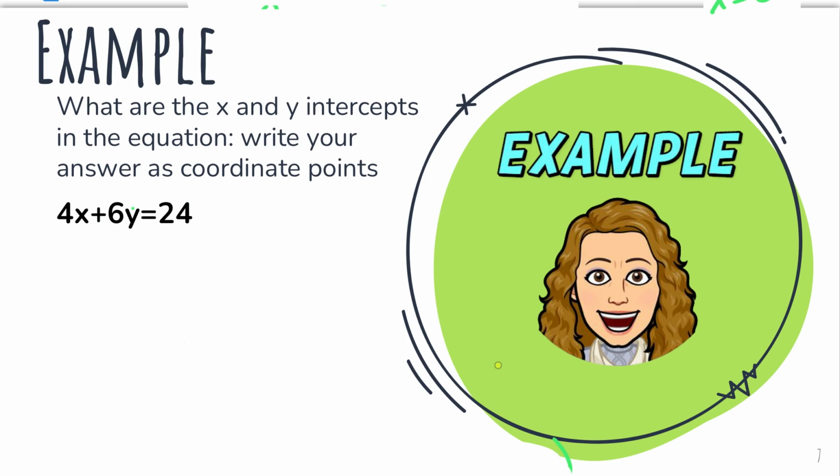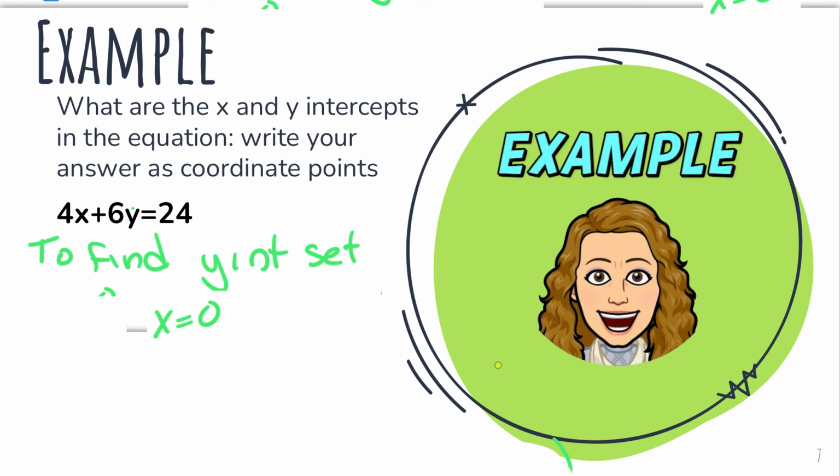To find the y-intercept, we're going to set x equal to 0. So we set x equal to 0, and we insert that into the equation we were given. So it looks like 4 times 0 plus 6 times y equals 24.